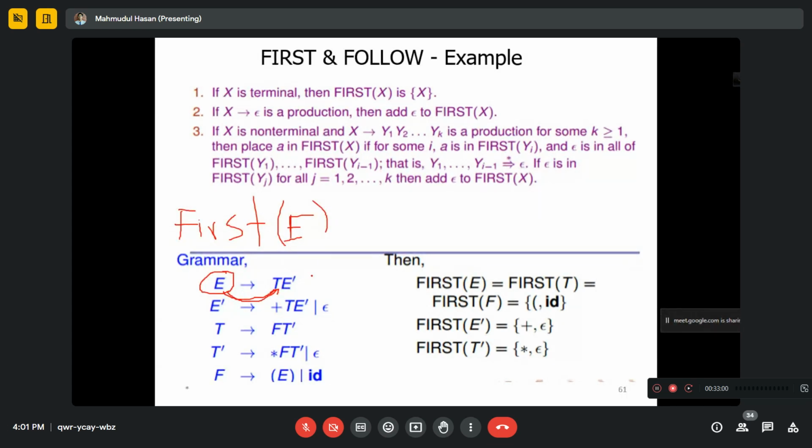And this one is terminal or non-terminal? Look at the grammar. Non-terminal. So I need to find out first of T again. Then first of T, that is actually this one. So F is terminal or non-terminal? Look at the grammar. Non-terminal. So I need to find out first of F.